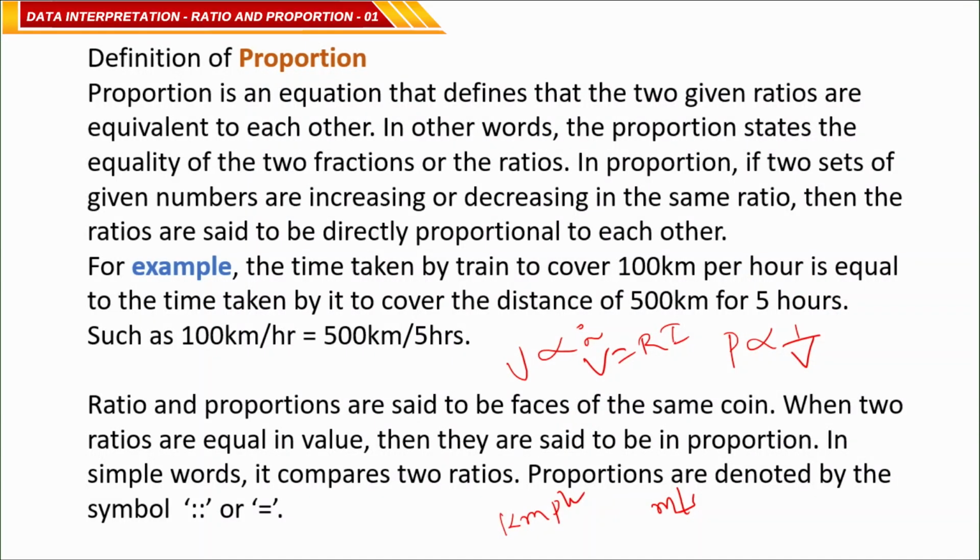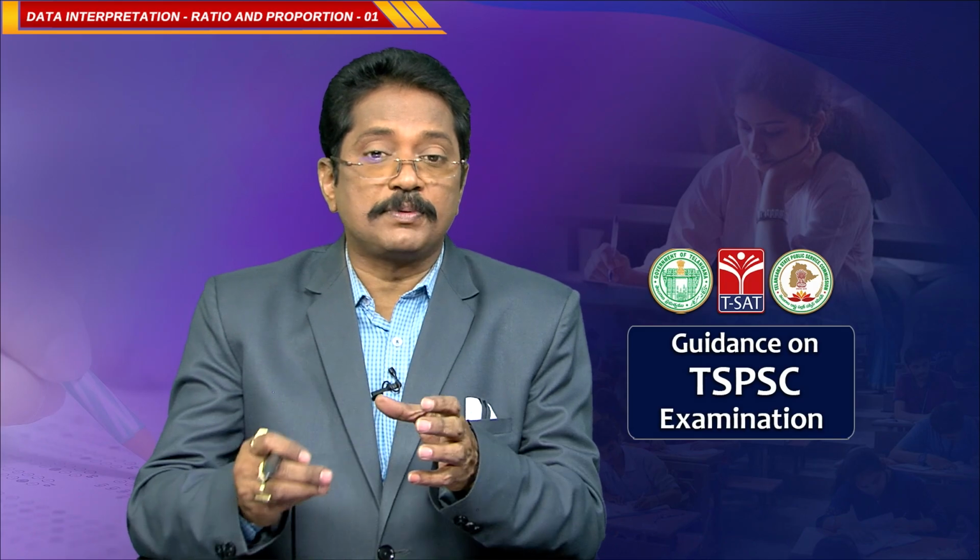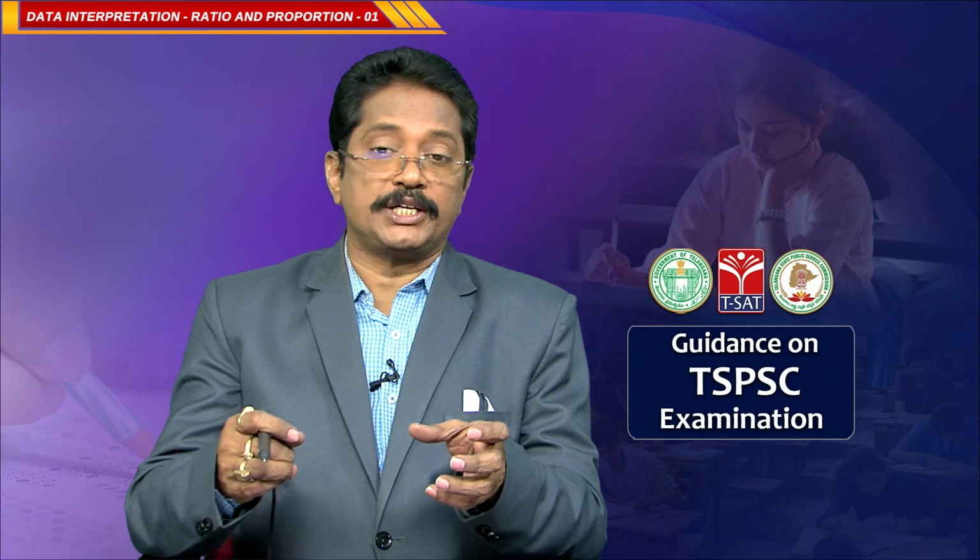The ratio and proportion are said to be faces of the same coin. You can't divide these two. When two ratios are equal in value, then they are said to be in proportion. So, in simple words, it compares two ratios.